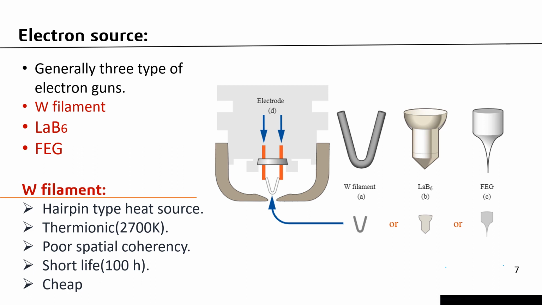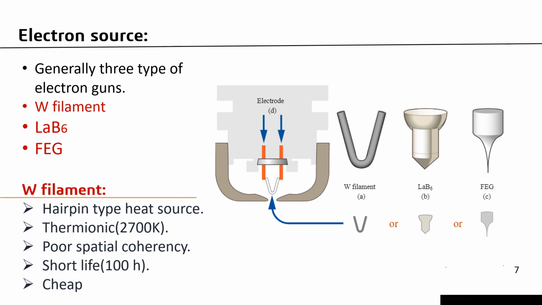Here I will discuss the electron source. A reliable source of electrons to illuminate the specimen is one of the most important parts of the TEM. Generally, three types of electron gun are used in transmission electron microscopy. Number one is the tungsten filament, number two is the LaB6, and number three is the FEG, field emission gun. We see them in the picture also. I will discuss them one by one here.